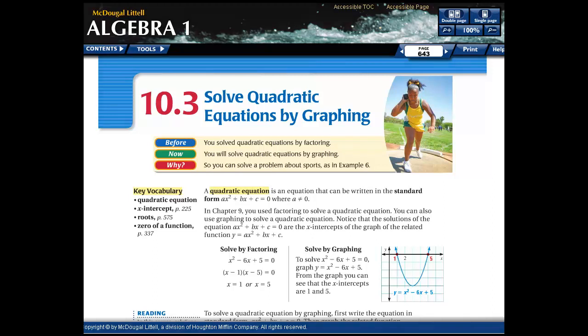Okay, lesson 10.3, solving quadratic equations by graphing. So, you have been dealing with quadratic equations for quite some time, and we can factor them down. And once you set them equal to 0, which was just on our prior test, x equals 1 or x equals 5. Okay? You can also solve it by graphing.